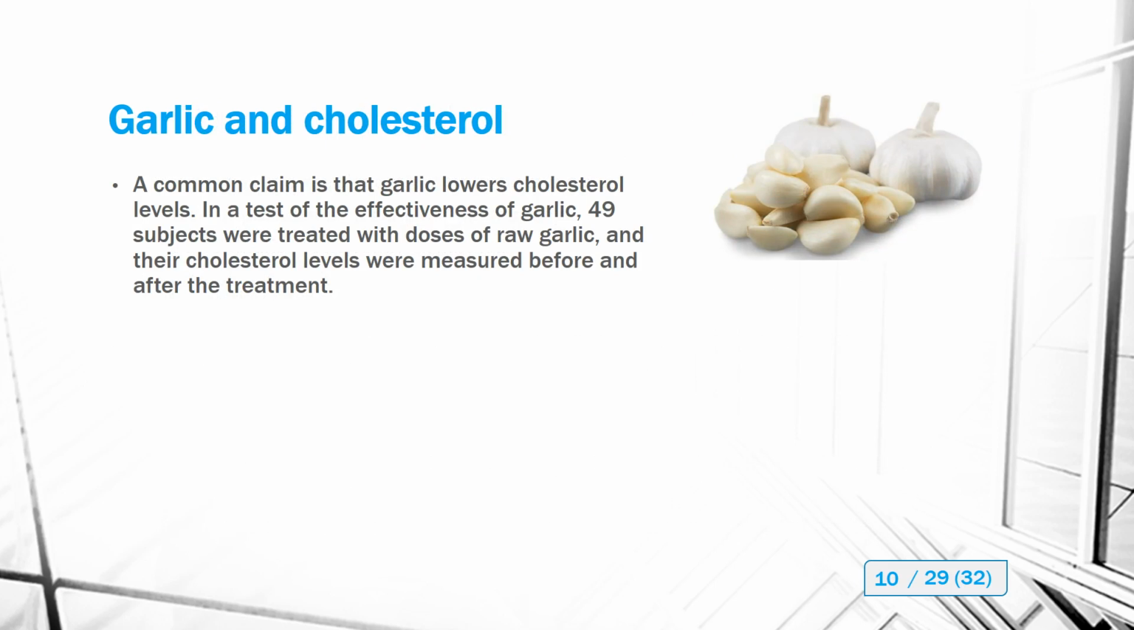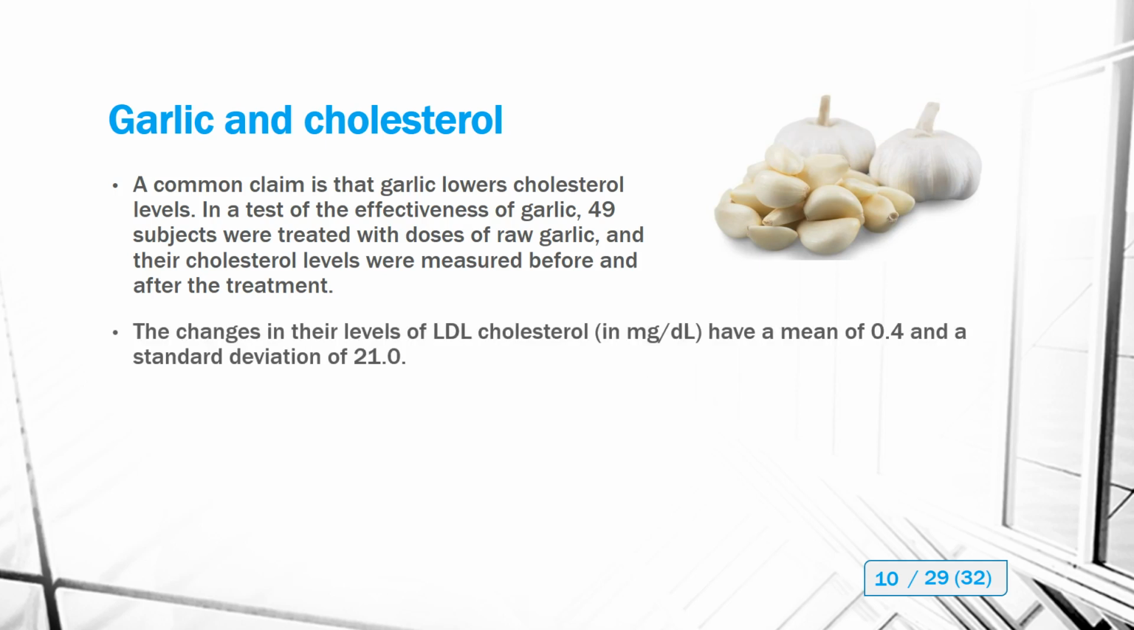So let's look at an example involving garlic and cholesterol. It's commonly claimed that garlic lowers cholesterol levels. So in a test of the effectiveness of garlic, 49 subjects were treated with doses of raw garlic, and their cholesterol levels were measured before and after the treatment. So now we're going to see if the garlic had any effect on their cholesterol level. The changes in their levels of LDL cholesterol were calculated to have a mean of 0.4 and a standard deviation of 21.